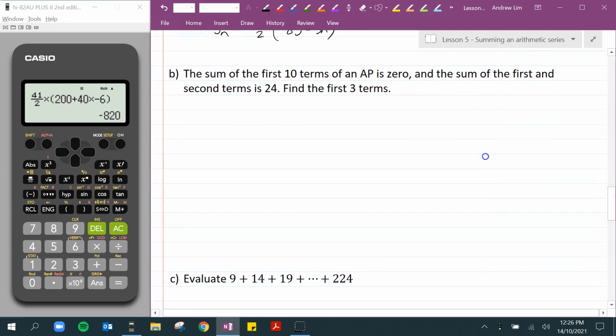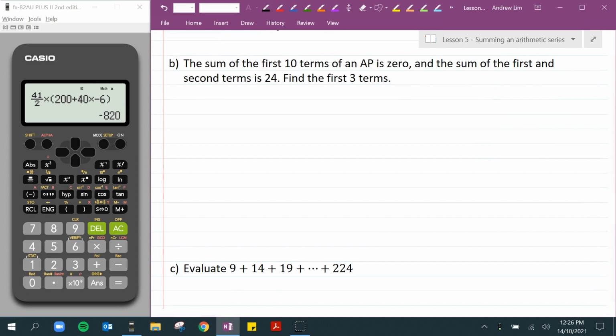Alright, what about question B? The sum of the first 10 terms of an AP is 0, and the sum of the first and second terms is 24. Find the first 3 terms. Alright, so the sum of the first 10 terms, we know it's n over 2 times 2a plus (n minus 1)d. But we know that's equal to 0, according to the question.